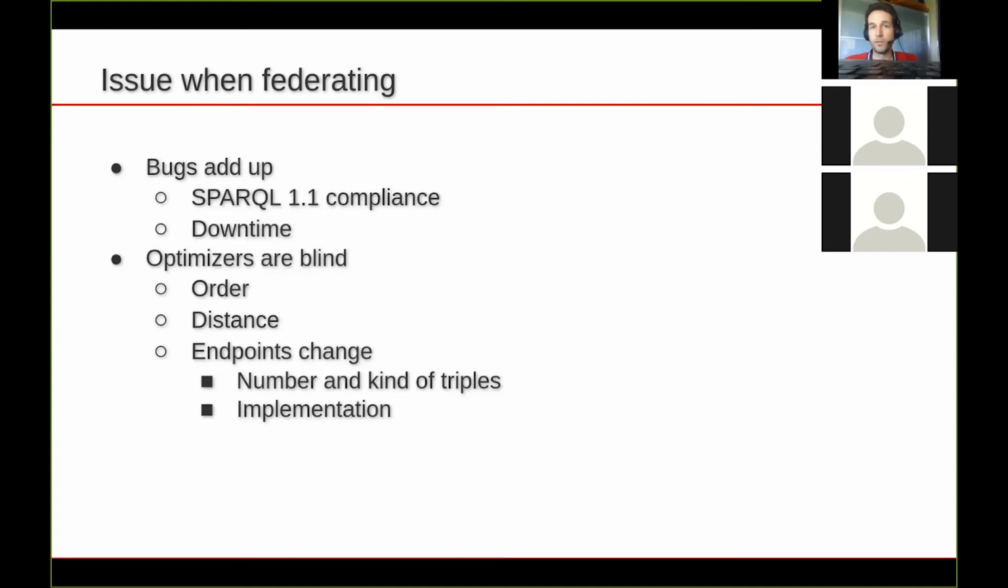Of course, the endpoints on the other side also change. The implementation changes the number and the kind of triples. Their query optimizers might change the way that the answer is computed, and that changes whether it's fast or not fast, week to week. Still, if we have a performance issue, we can always decide to integrate all the data, if we can afford it. And if we can't afford it, we have to live with what was given.